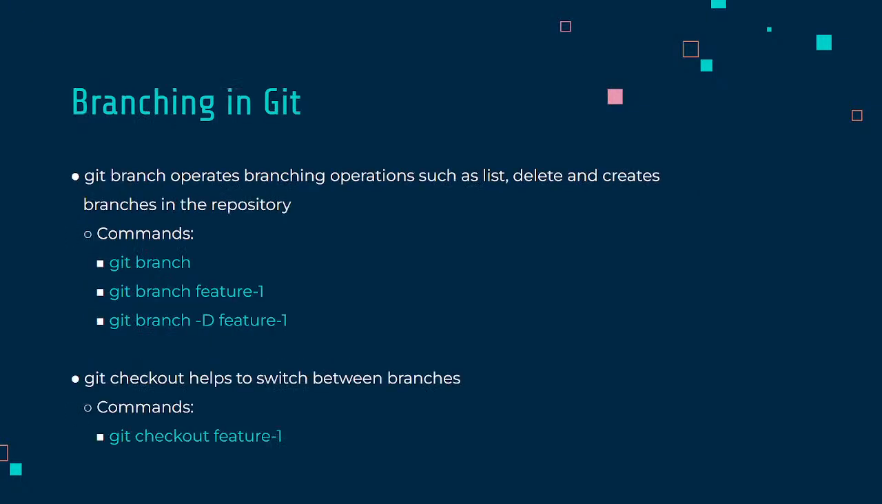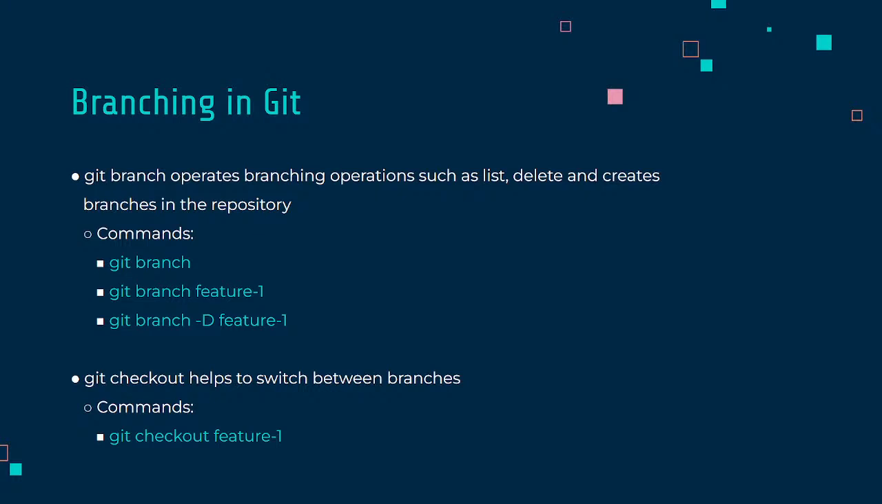Now we move towards branching in Git. Git branch operates branching operations such as list, delete, and create branches in the repository. The commands in branching in Git are git branch and git branch feature one. Feature one is the name of the branch you want to make or create.